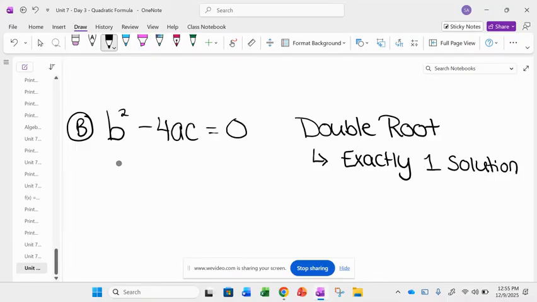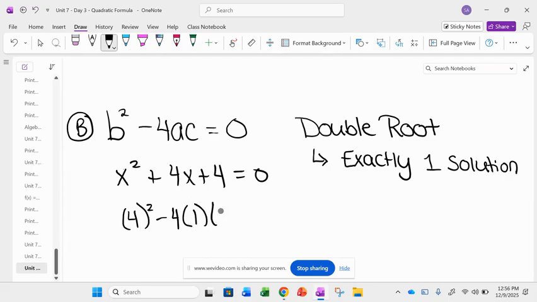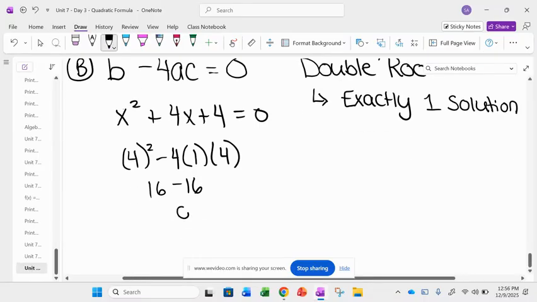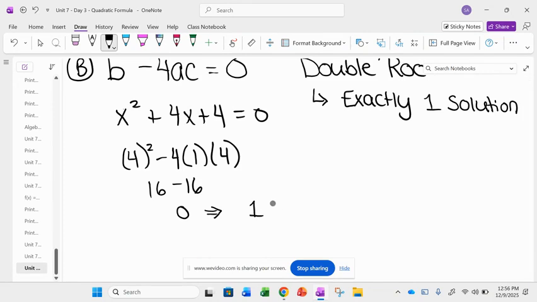But an example of this would be x squared plus 4x plus 4 equals 0. So we're now going to plug in b squared minus 4ac. So we have 4 squared minus 4 times 1 times 4. So we're going to have 16 minus 16. Isn't that 0? So because that discriminant is 0, we're going to have one double root. That's what we would call it, one double root.